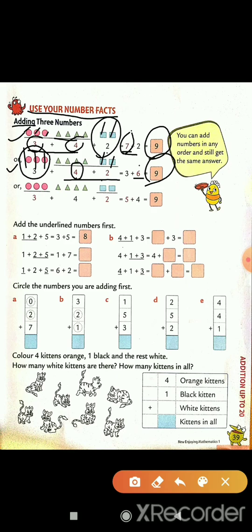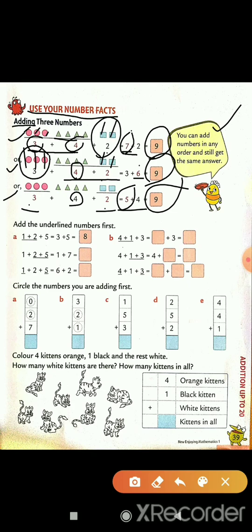Or else we can also add 3 and 2 first, and then its answer with the 4. So 3 and 2 gives us 5. Then 5 plus 4 gives us 9. So you can add numbers in any order and still get the same answer.